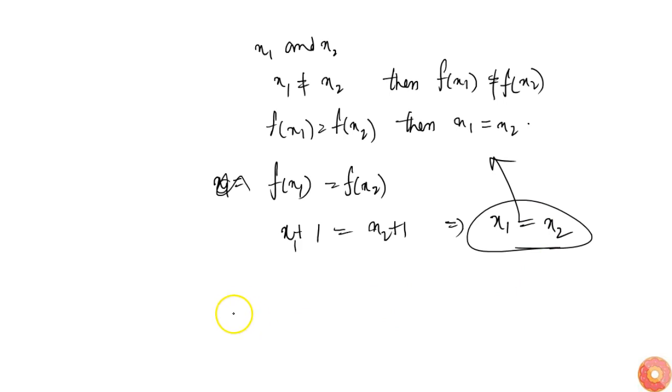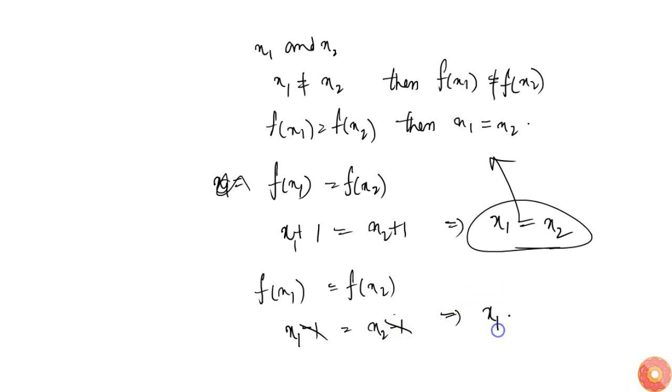Now for even numbers, again f of x1 is equal to f of x2. Now this is for even numbers, so it is x1 minus 1 is equal to x2 minus 1. If minus 1 gets cancelled on both sides, this becomes x1 is equal to x2 again. So therefore x1 is equal to x2. Now, if f of x1 is equal to f of x2, this much is proved. So that means the given function is one-one.